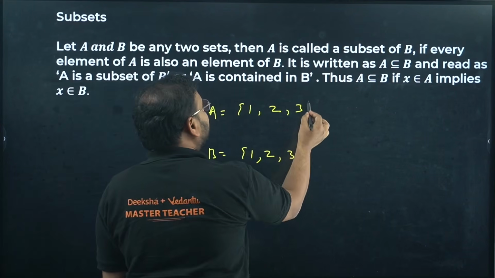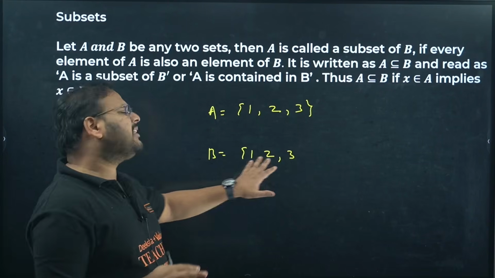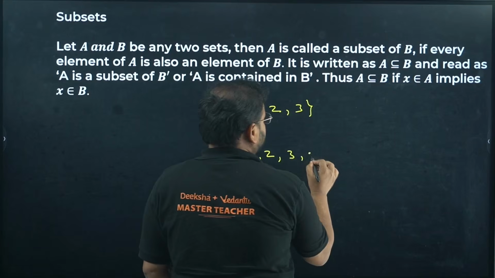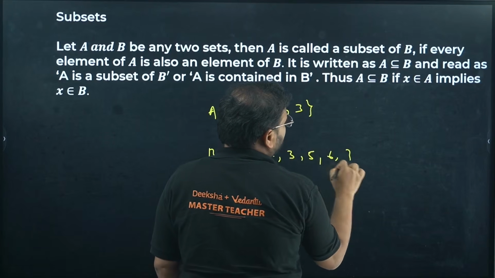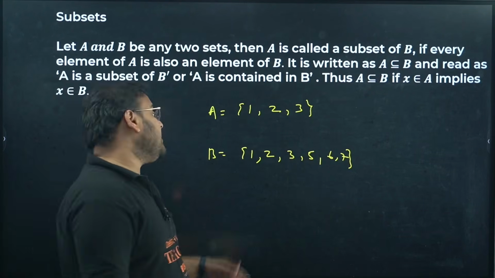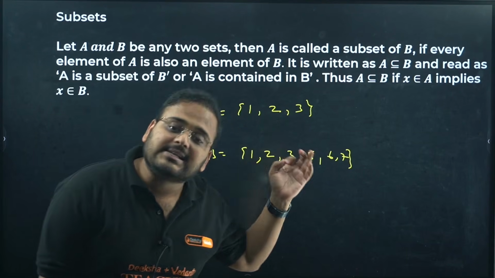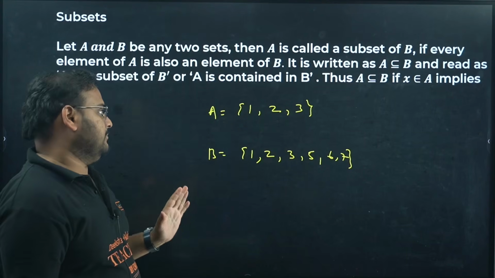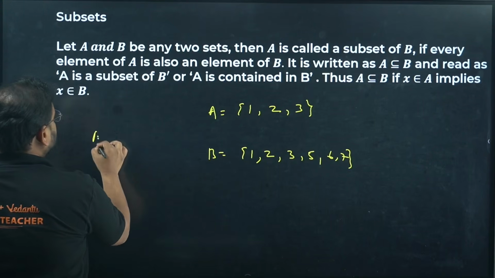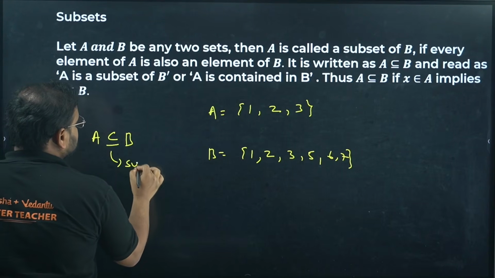Every element in the set A will be present in set B, and set B can have more elements than 1, 2, 3 as well. We can have 5, 6 and more elements like that. But a minimum of 1, 2, 3 must be there. If that happens, then we call the set A a subset of B. A subset of B. The symbol is very simple. This symbol is for subset.